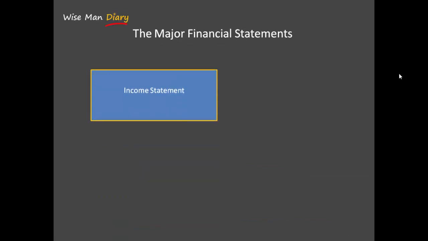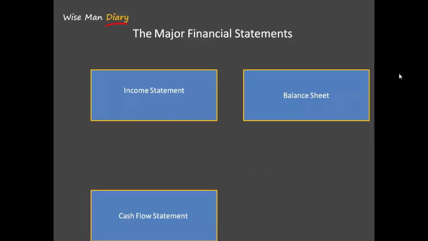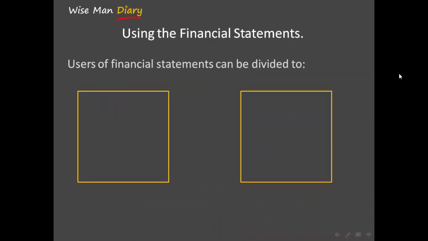We have 5 financial statements: the income statement, the balance sheet, the cash flow statement, the statement of changes in stockholders' equity, and the statement of comprehensive income. We will concentrate on the income statement, the balance sheet, and the cash flow statement, since these statements are required by most jurisdictions. We can divide the users of the financial statements into internal users and external users.